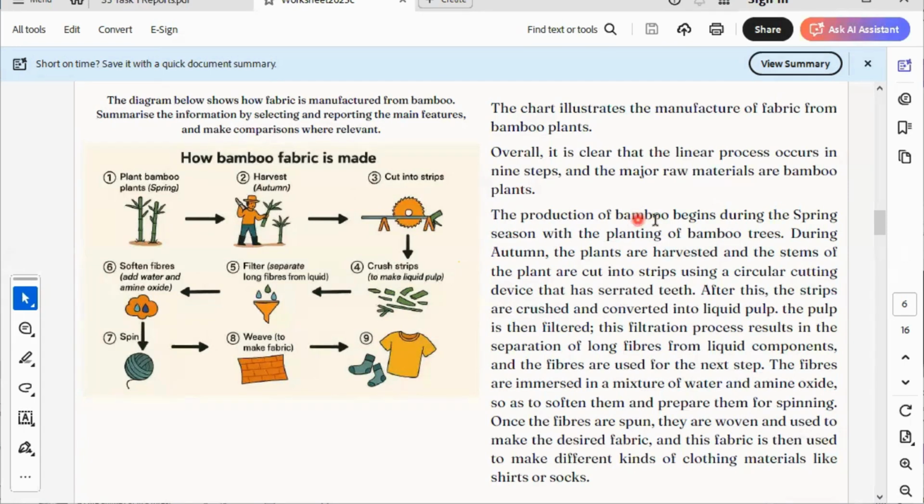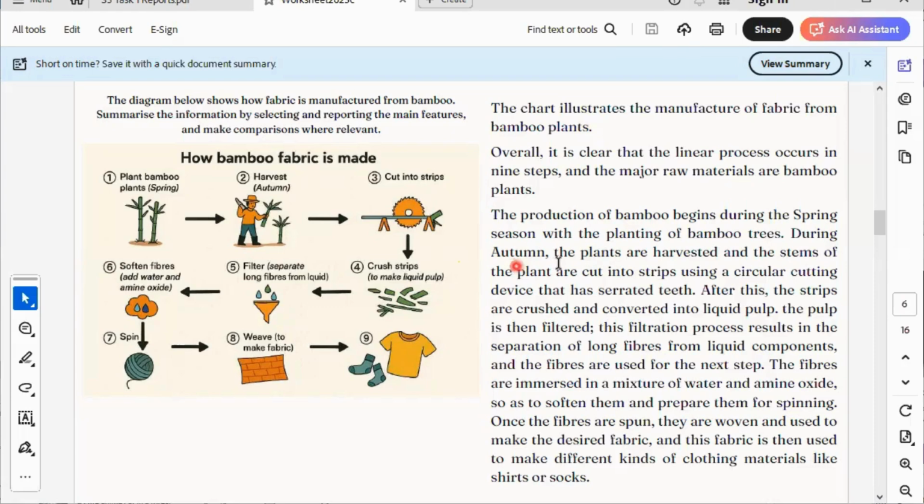This thing here should be what? Fabric. The production of fabric. Okay, that's what should be here. The production of fabric begins during the spring season with the planting of bamboo trees. Okay, with the planting of what? Bamboo trees.